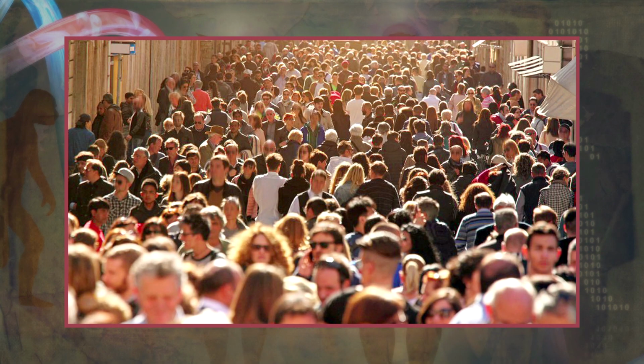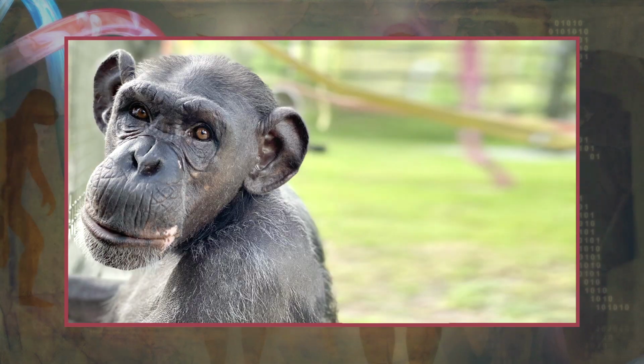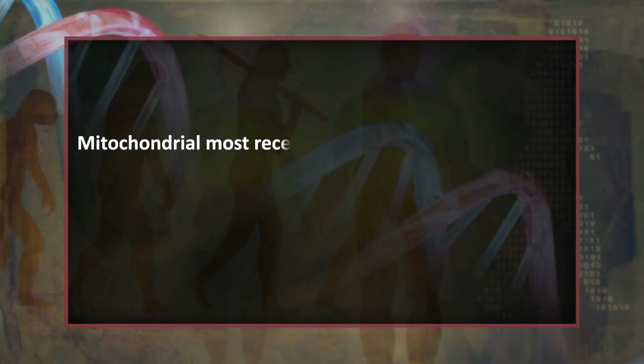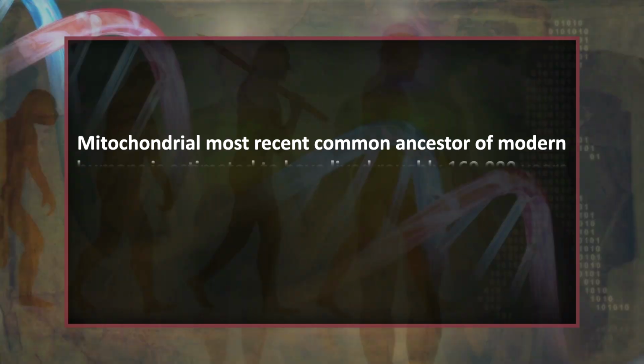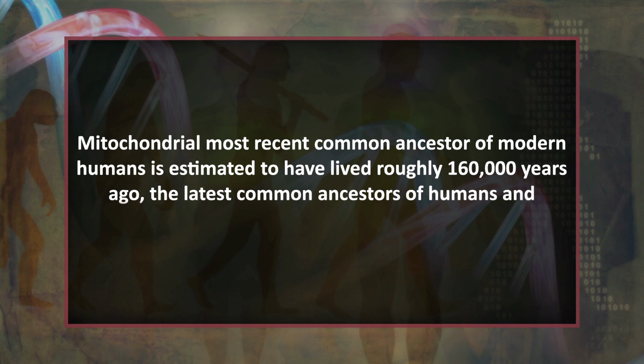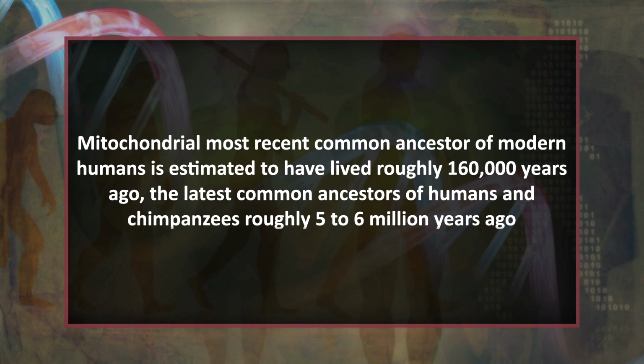Number one, genetic distance. The genetic difference between humans and chimpanzees is less than 2%, or 3 times larger than the variation among modern humans. Number 2, temporal remoteness of the most recent common ancestor. The mitochondrial most recent common ancestor of modern humans is estimated to have lived roughly 160,000 years ago. The latest common ancestor of humans and chimpanzees lived roughly 5 to 6 million years ago.